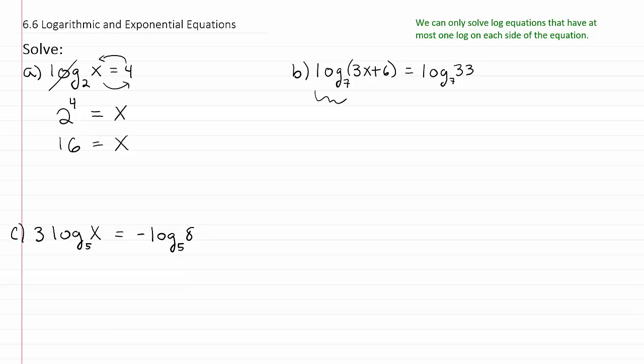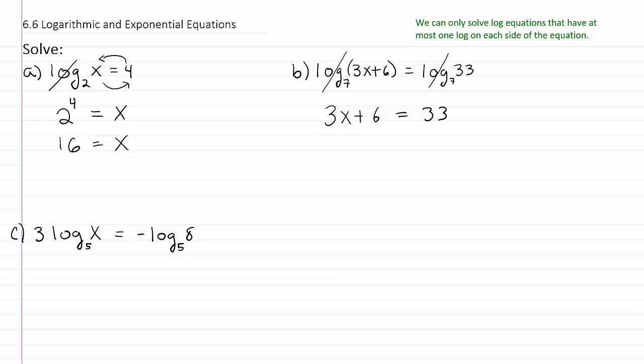Logarithms are one-to-one functions. So since we're taking the log on the left-hand side and we're taking the same kind of log of the right-hand side, the only way those two things could be equal is if what you're taking the log of here is equal to what you're taking the log of there. Does that make sense? So if you think about it, we're taking the log base 7 of 3x plus 6. For that to be equal to the log of 33 base 7, it must mean that 33 is equal to the 3x plus 6. So we're going to go ahead and write 3x plus 6 is equal to 33.